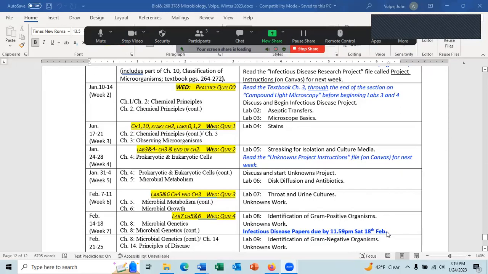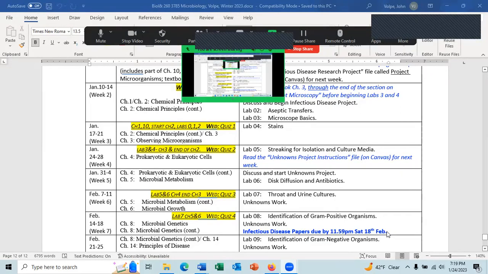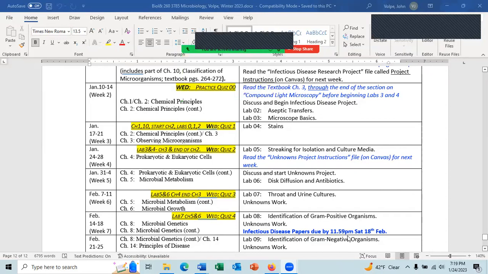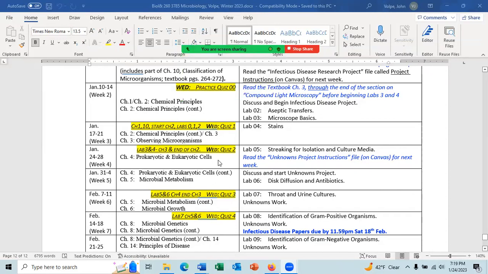Okay, there's a question about what chapters do the quizzes cover? And you can take a look at the syllabus. It will always have that for the next quiz, which is quiz 2, which must be taken this Wednesday, which I guess is tomorrow. It's going to cover labs 3 and 4, chapter 3, and the end of chapter 2. Okay? So look up in the syllabus. Okay, thank you.